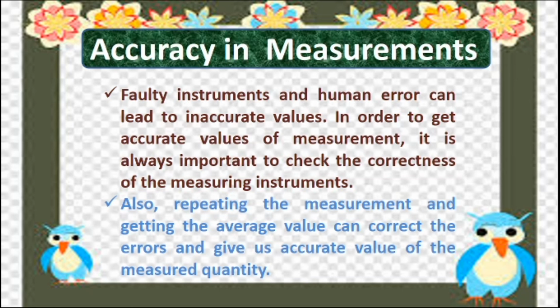Faulty instruments and human error can lead to inaccurate values. In order to get accurate values of measurement, it is always important to check the correctness of the measuring instruments. Also, repeating the measurement and getting the average value can correct the errors and give us an accurate value of the measured quantity.